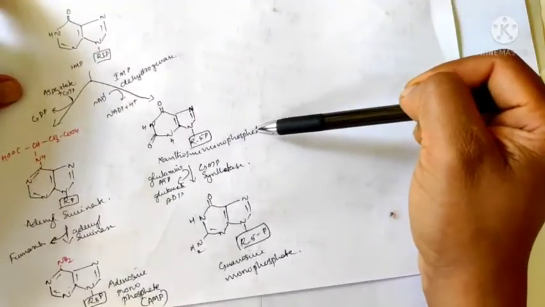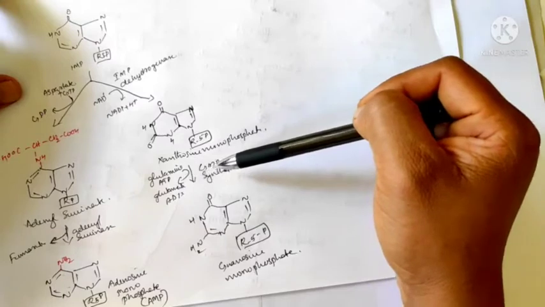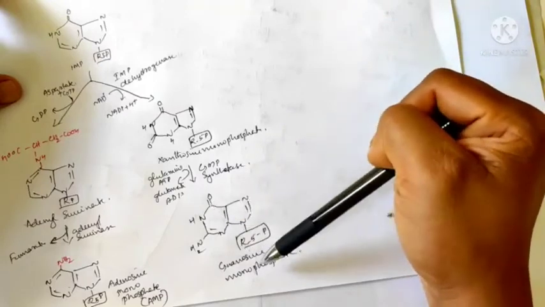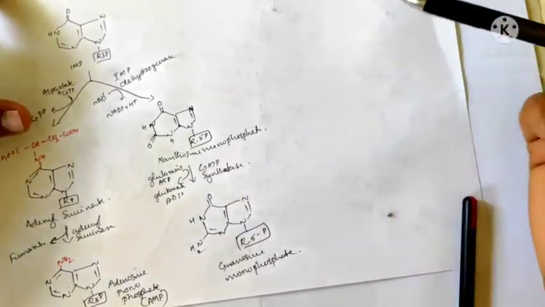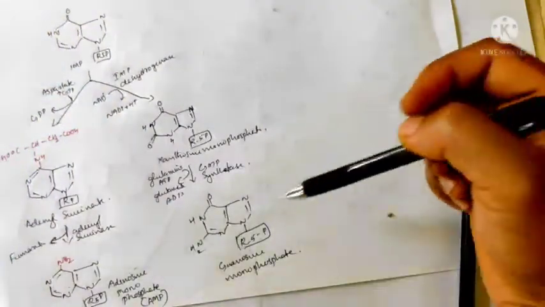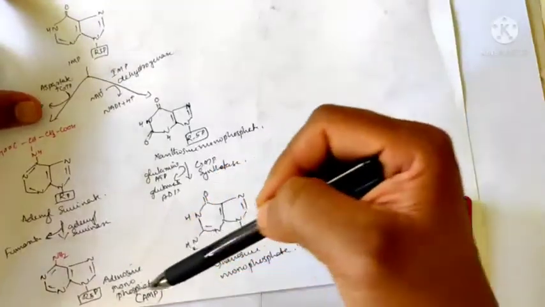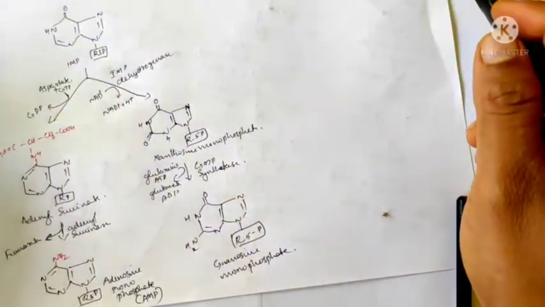Then xanthosine monophosphate, by utilizing a molecule of glutamine and ATP and by the enzyme guanosine monophosphate synthetase, is converted into guanosine monophosphate. Glutamine is converted into glutamate. ATP is converted into ADP. This is the conversion of inosine monophosphate to adenosine monophosphate and guanosine monophosphate.